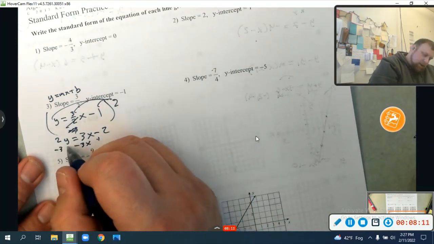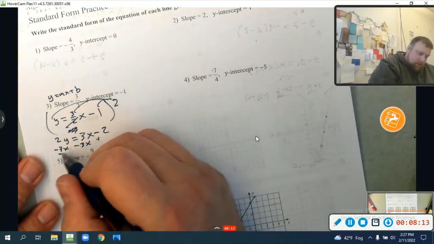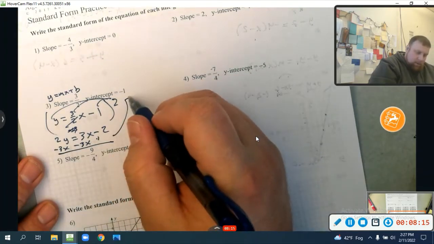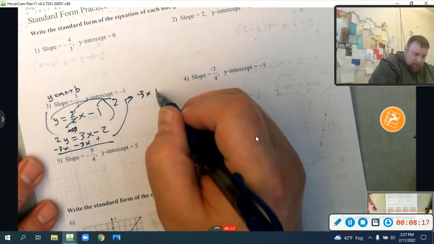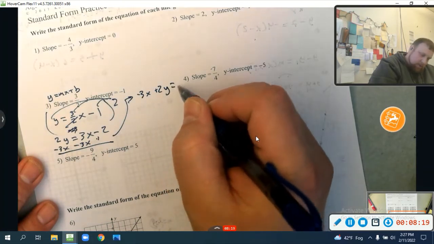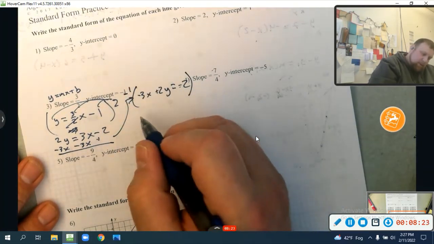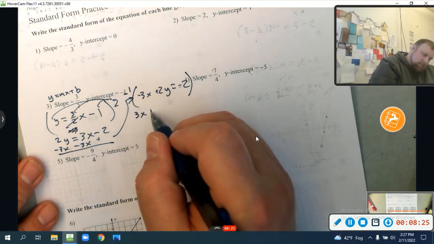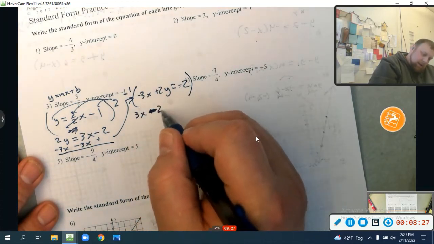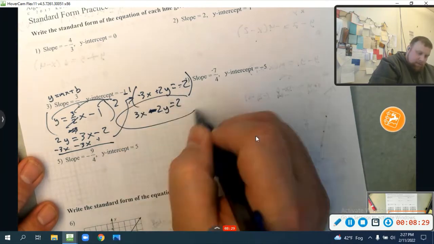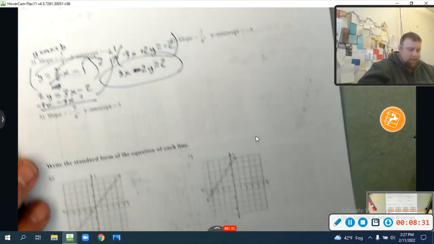The last part is here. Again, find the slope. In all of these cases, you're given a y-intercept. So you know your b value. Once you know that, put it in slope-intercept form, and then just solve it for ax plus by equals c. All right, that's it. That should get you through. Answer key is also on here.